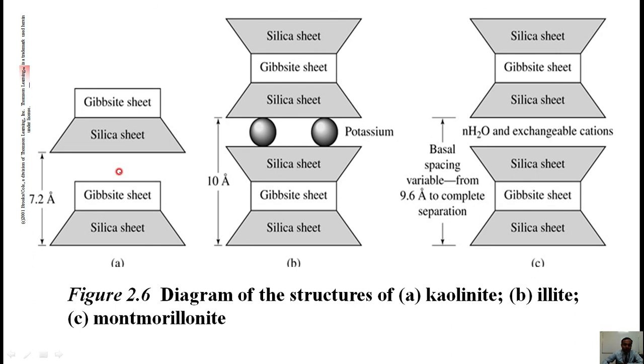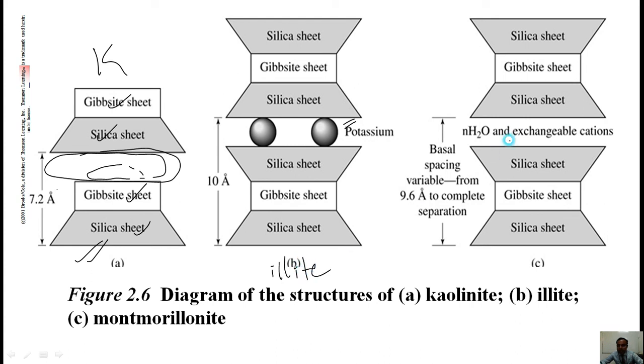And in summary you can say that silica sheet and gibbsite sheet together are one unit, and again a silica sheet and gibbsite sheet, with some van der Waals bond or otherwise cation bonds, then this is called illite. And this is called kaolinite. And here a potassium bond is there, therefore it is illite. And here a water bond is there, therefore it is montmorillonite. These three are very important.